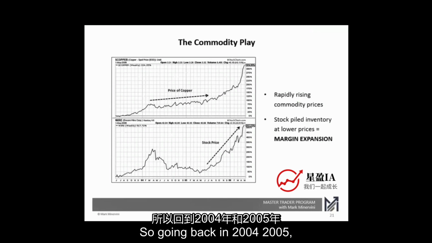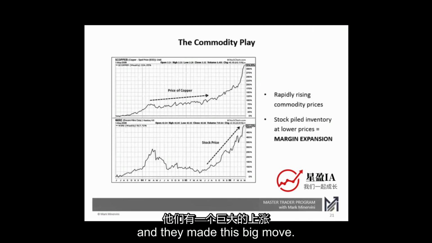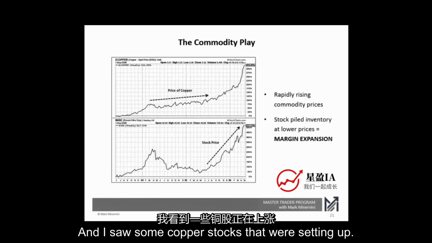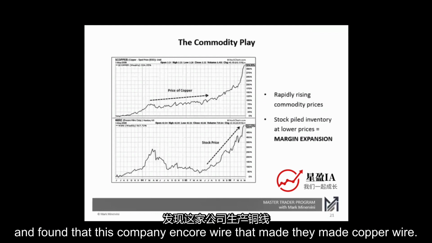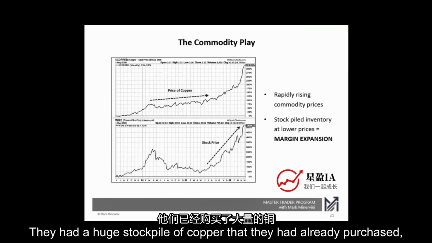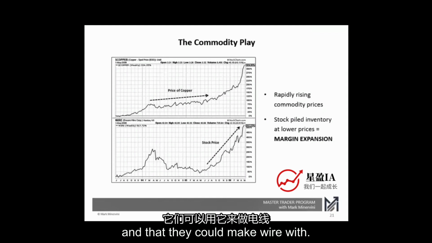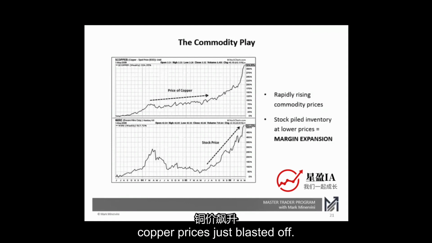Going back to 2004, 2005, copper prices took off and they doubled, and they made this big move. I saw some copper stocks that were setting up, and I took a deeper look into the company and found that this company, Encore Wire, made copper wire. They had a huge stockpile of copper that they had already purchased and could make wire with. During that time, copper prices just blasted off. Copper prices went up 100%, and then after that, they went up much more. They were up hundreds of percent.